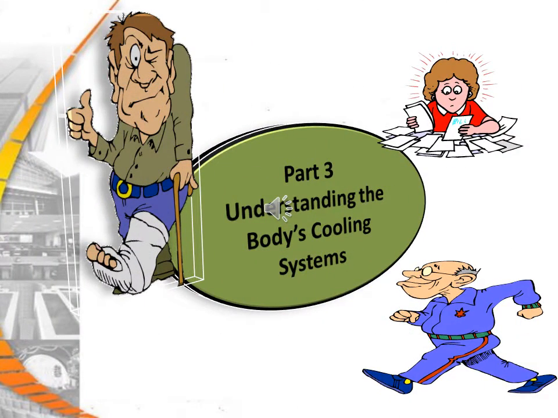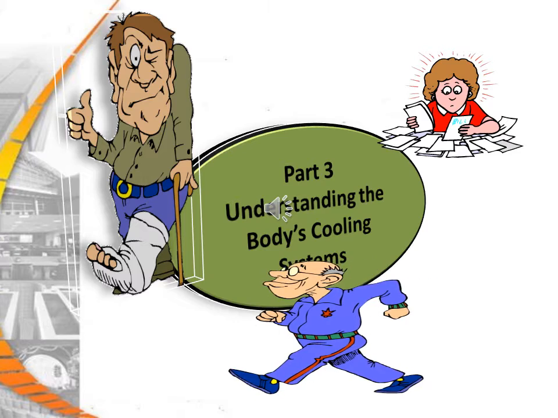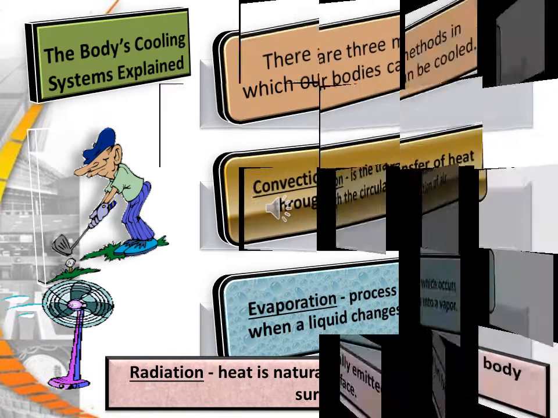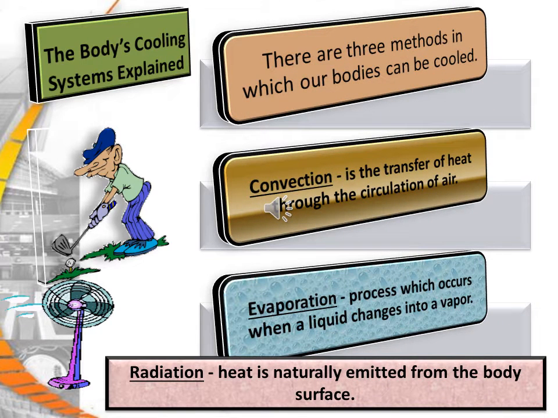Part 3, Understanding the Body's Cooling Systems. There are three methods in which our bodies can be cooled. Convection is the transfer of heat through the circulation of air. Evaporation is the process which occurs when liquid changes into a vapor. And lastly, radiation. Heat is naturally emitted from the body's surface.